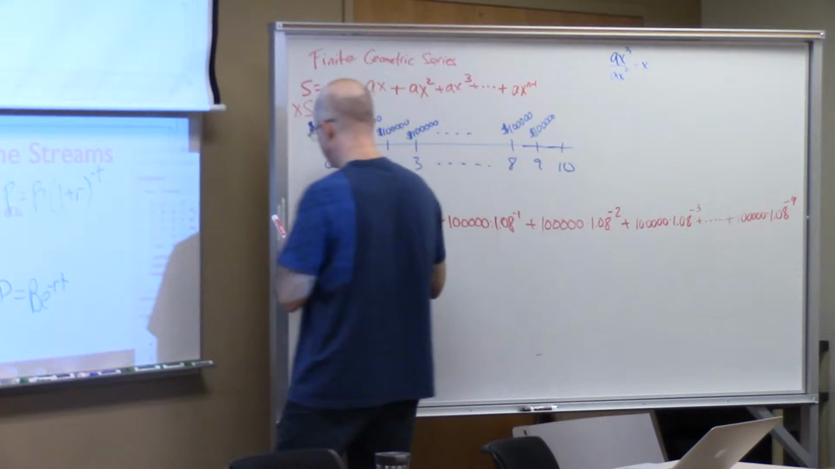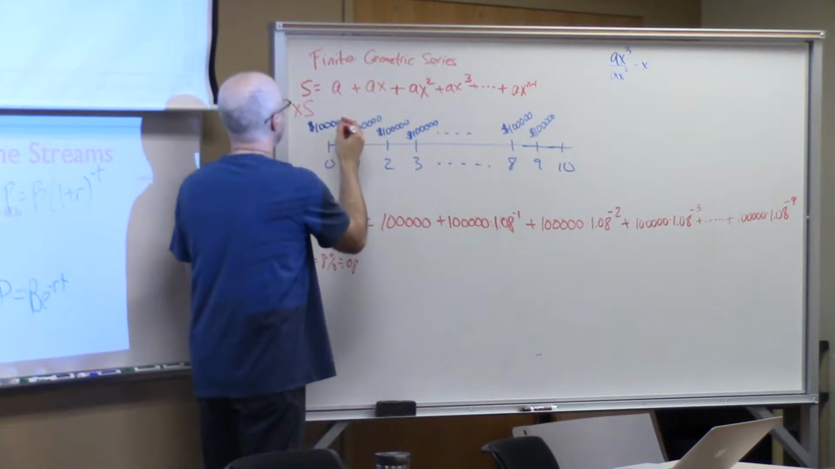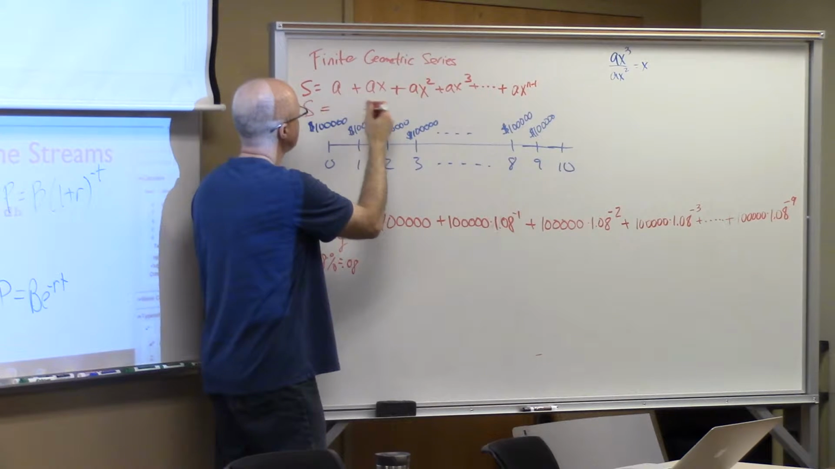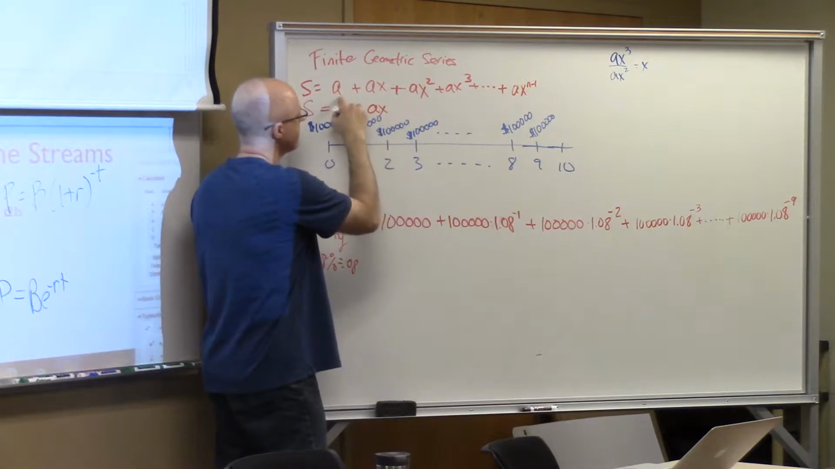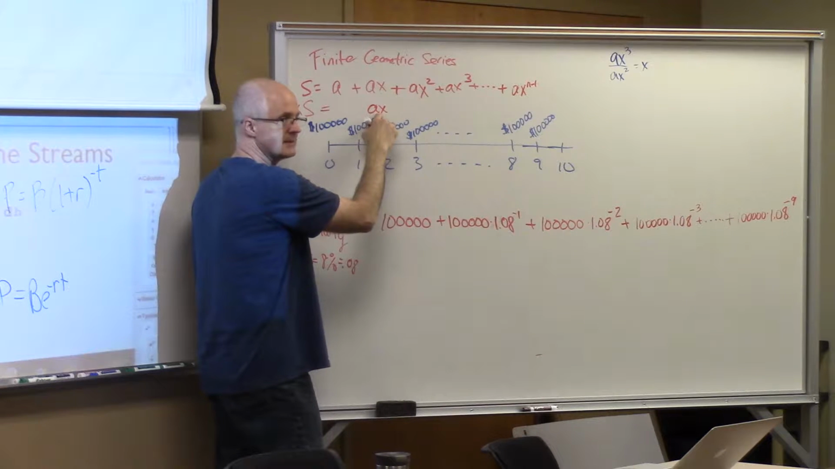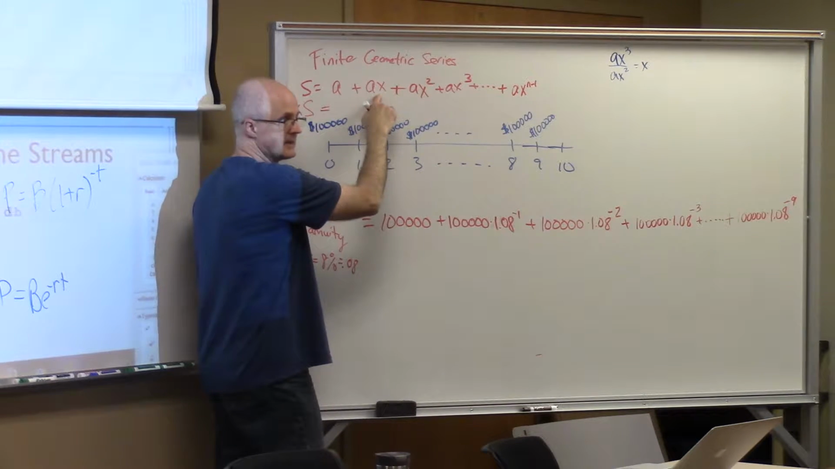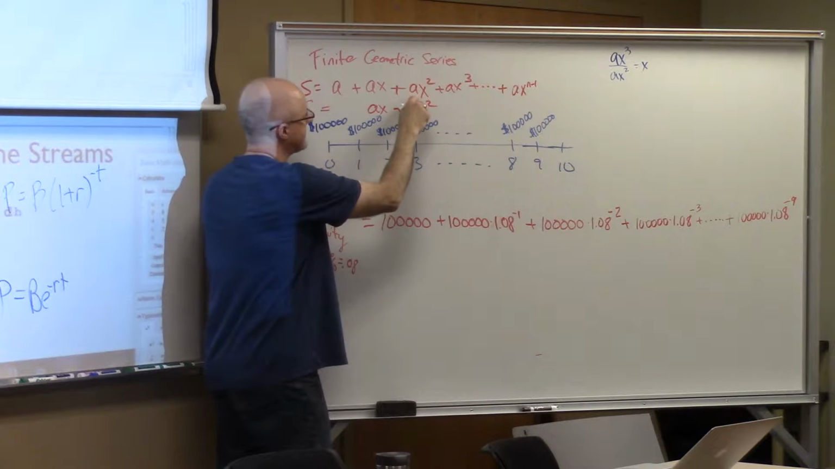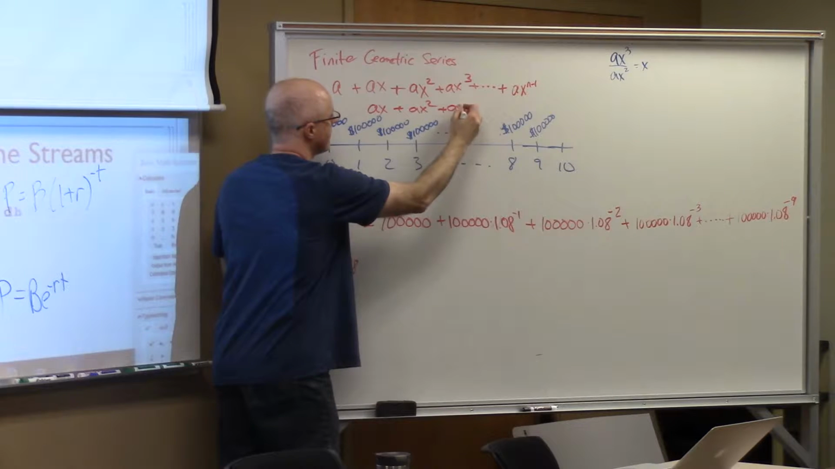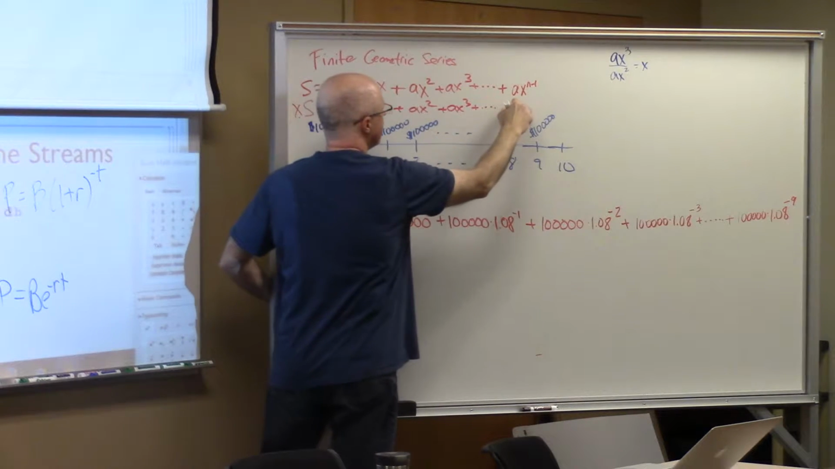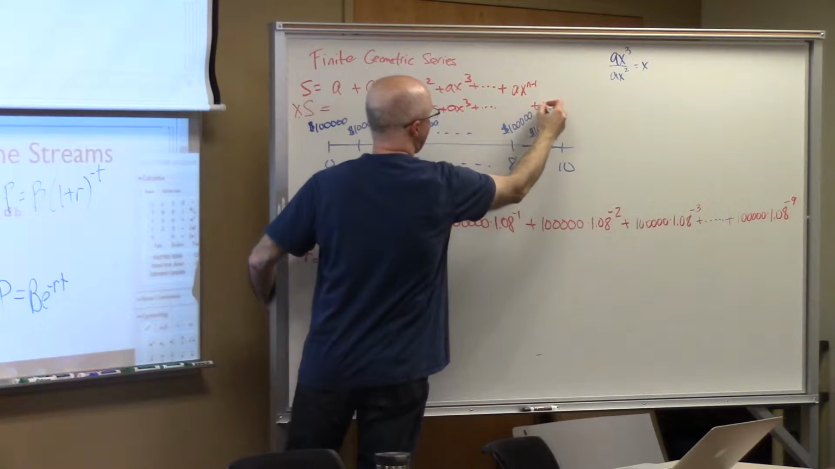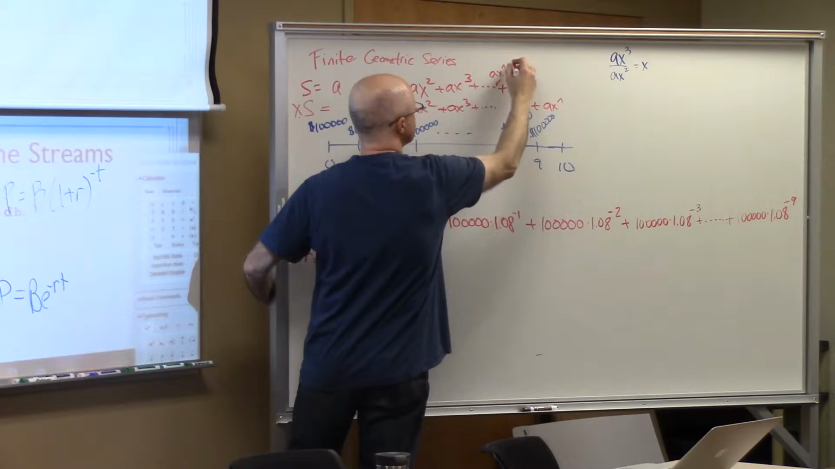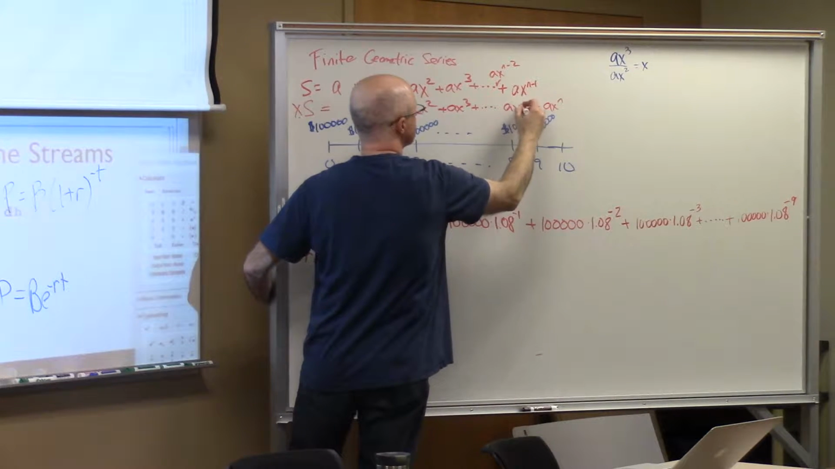Anyway, if you multiply both sides of the equation by x, by the common ratio, something kind of cool happens. You get, first of all, a times x, which I'm going to put here. That thing times x is a times x. This thing times x is ax squared. I'm going to put it right here. This thing times x is ax cubed. I'm going to put it right here, etc. This thing times x is ax to the n, and the previous term times x is ax to the n minus 1.